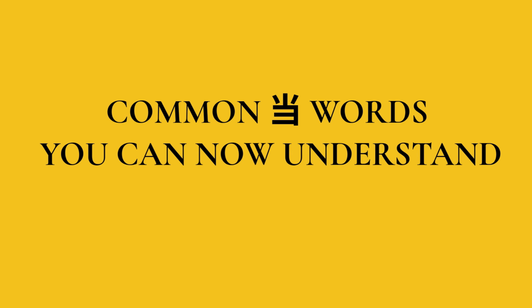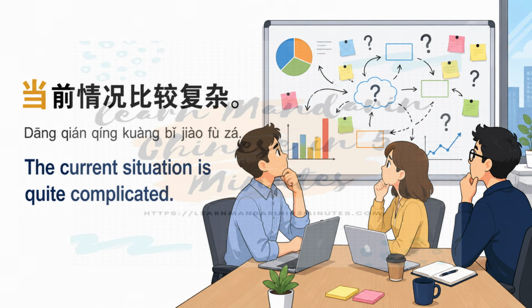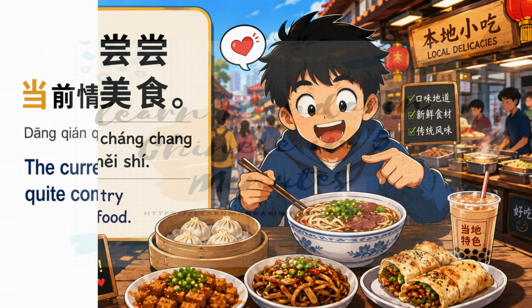Now let's look at a few more words quickly. You don't need to memorize all of them today. Just notice which side they belong to. First, 当前 current or at present. For example, 当前情况比较复杂. The current situation is quite complicated.